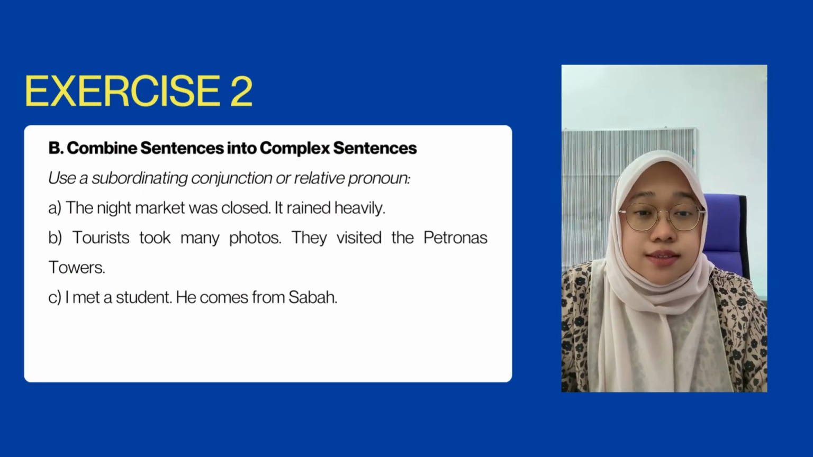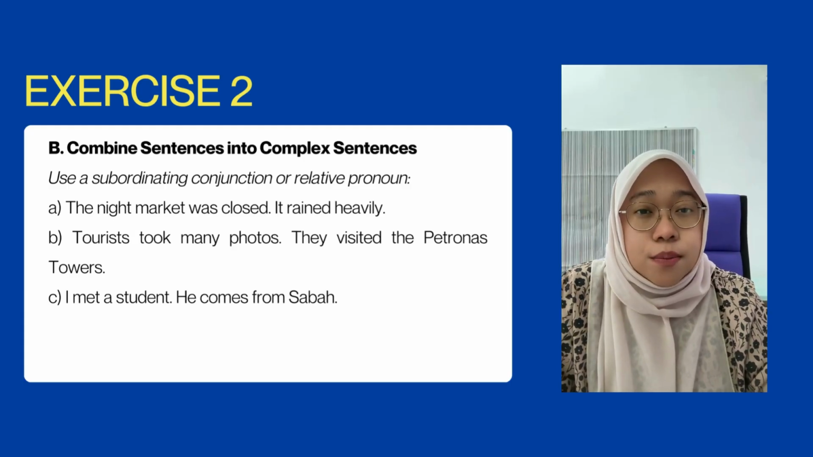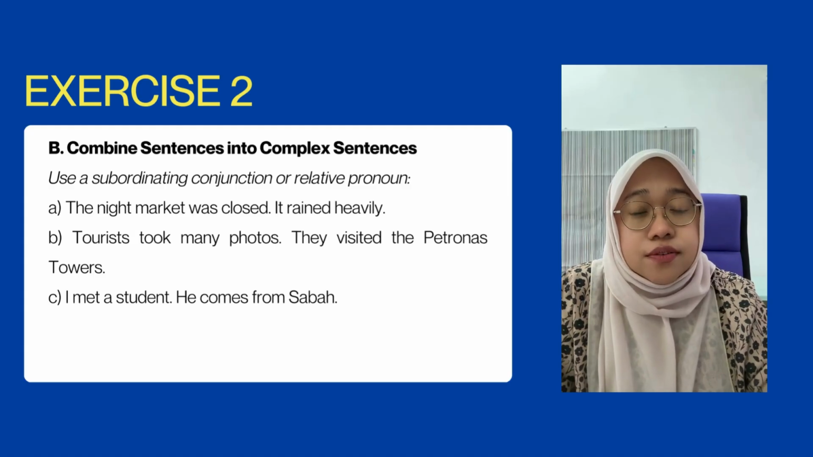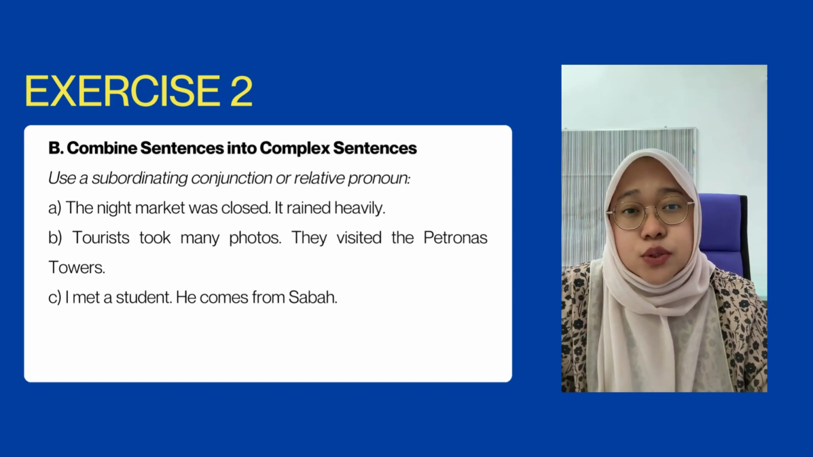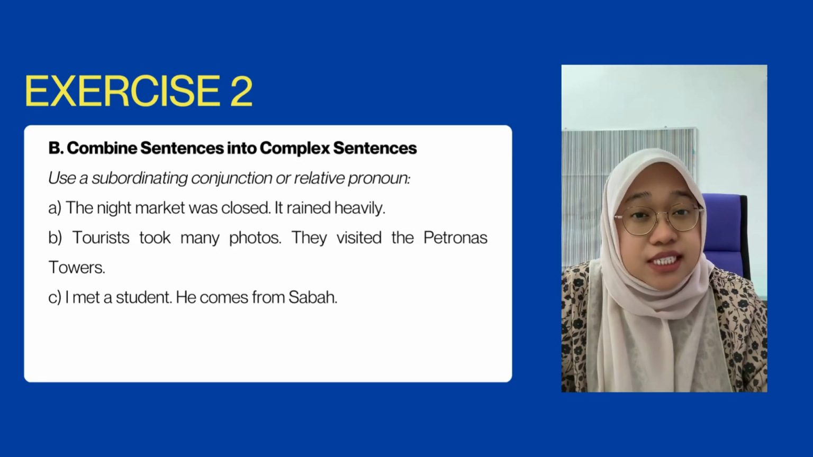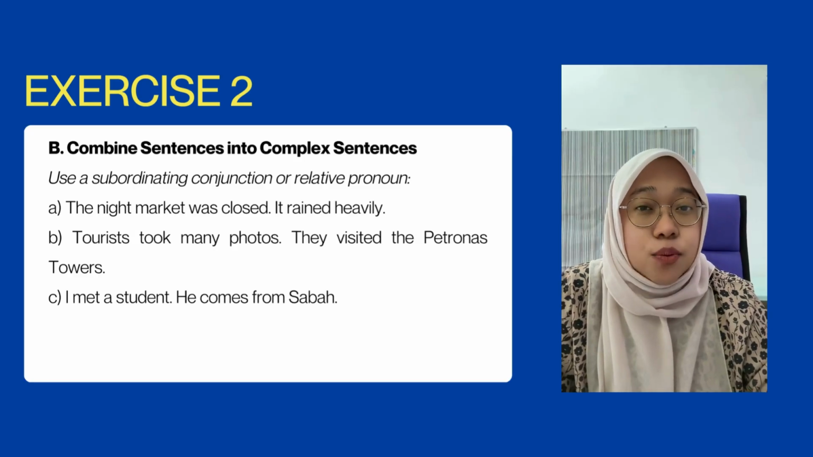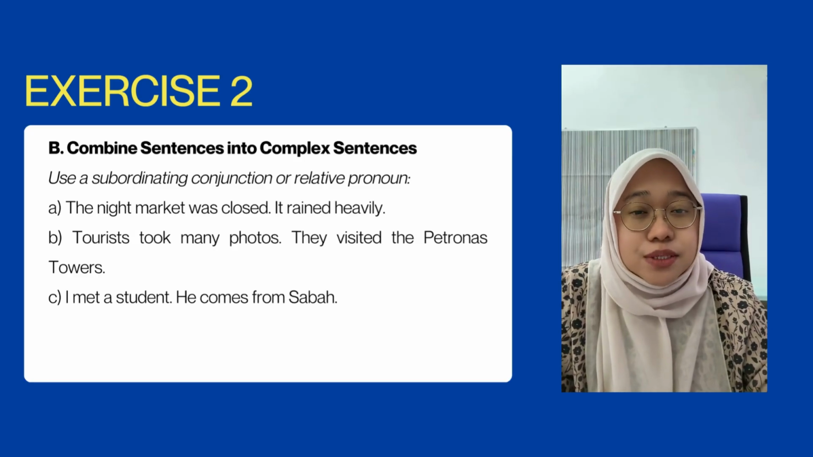Let's move on to exercise 2. Now, combine these into complex sentences using subordinating conjunctions or relative pronouns. The first one: the night market was closed. It rained heavily. Second one: tourists took many photos. They visited the Petronas Towers. The last one: I met a student. He comes from Sabah.